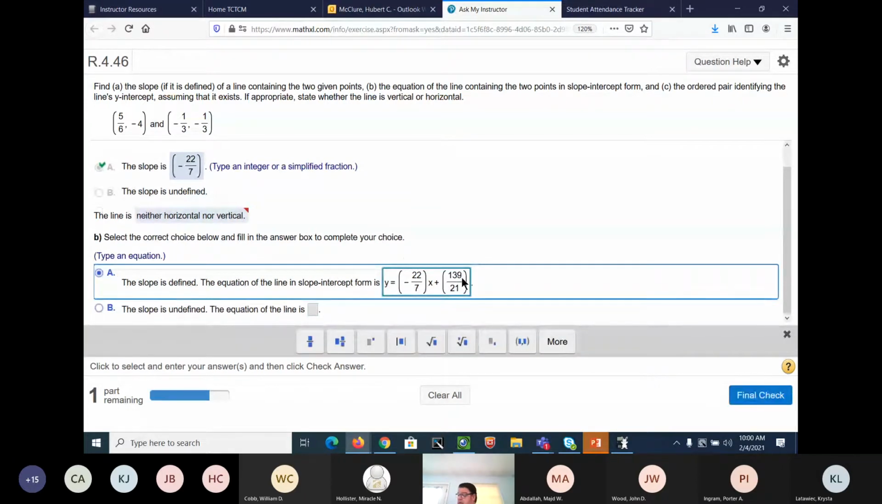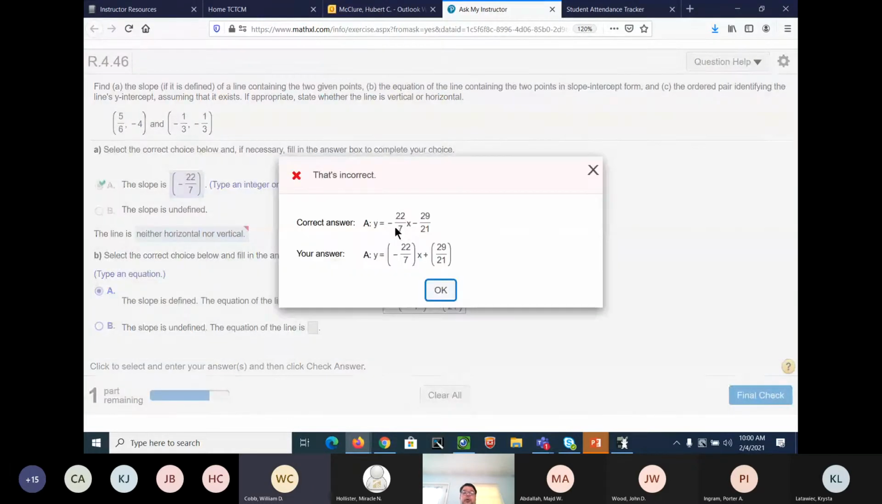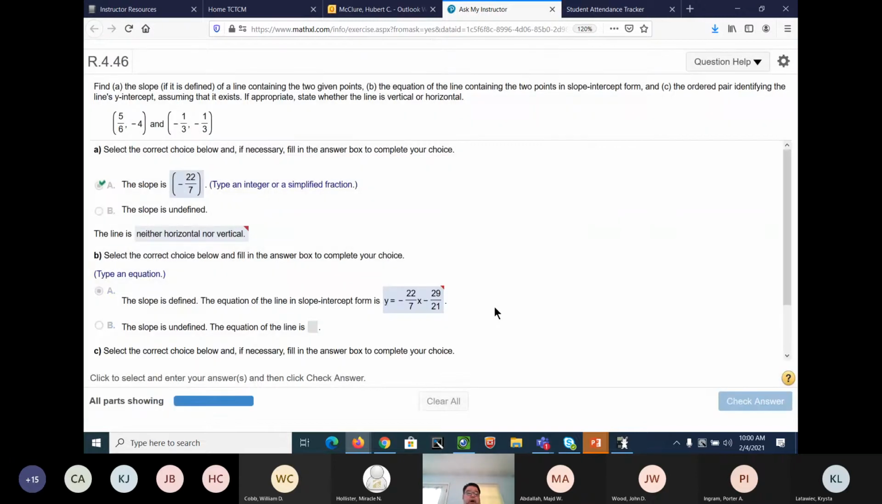I think the only thing you got wrong was this one right here. And that's -29 over 21. 29. Oops. -29. Oh, I didn't put the negative. I'm sorry. Okay, so we got it right. So that's your y-intercept.